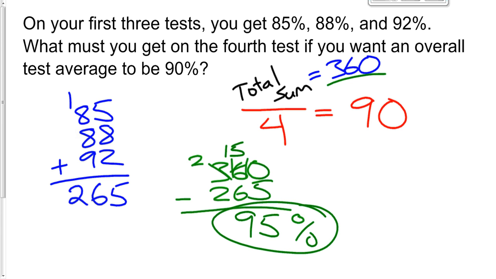And what you can do then to check is take your 95%, add it with the first 3 test scores. They should all add up to 360, and then you can divide it by 4 and get 90, and then you know that you need that 95% to get a 90% average on your test.